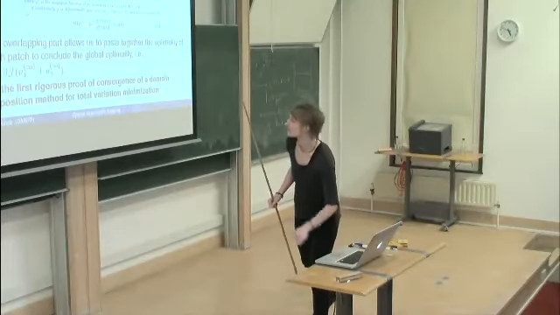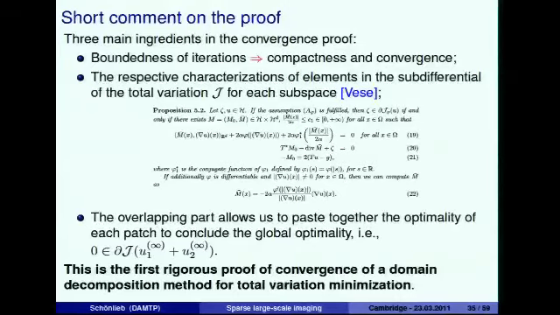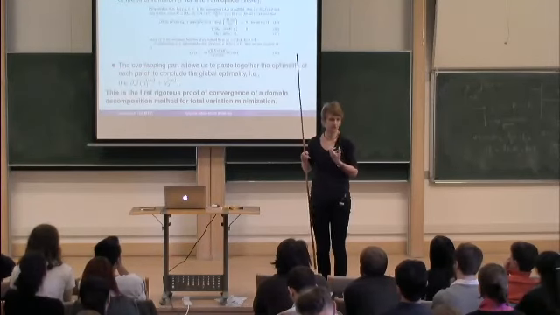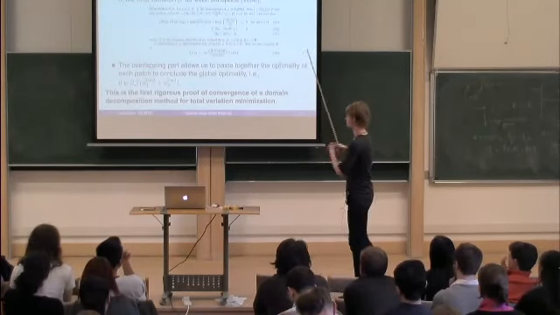And that's actually the first rigorous proof of convergence of a domain decomposition method for this kind of non-smooth, non-additive situation. Okay? And just a few points in the proof. Basically, what do you have to show really for this last bit, to show that my subspace minimizers are actually giving you a minimizer of the functional on the whole domain?